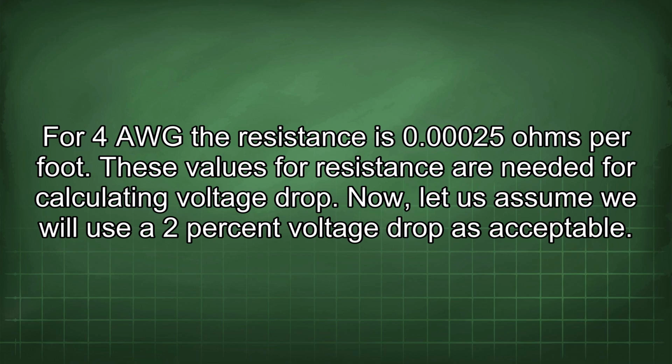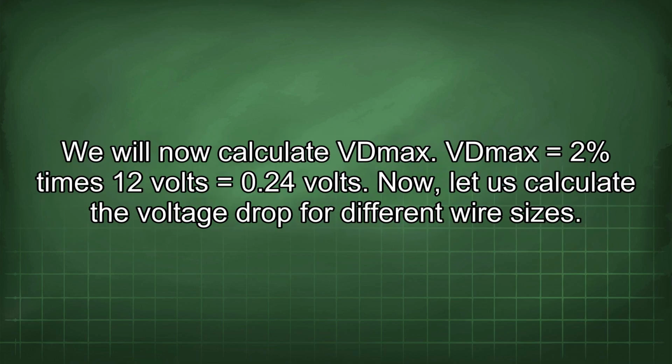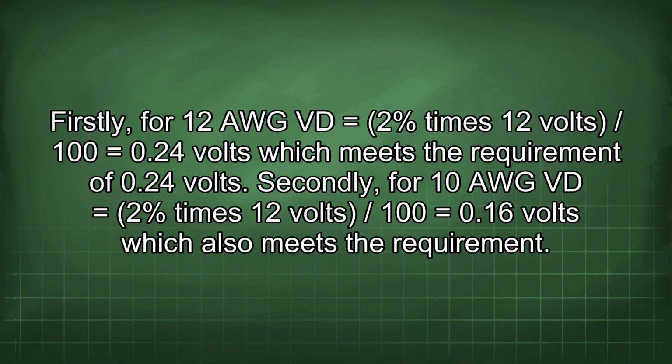Now, let us assume we will use a 2% voltage drop as acceptable. We will now calculate VD max. VD max equals 2% times 12 volts equals 0.24 volts. Now let us calculate the voltage drop for different wire sizes. Firstly, for 12 AWG VD equals 2% times 12 volts slash 100 equals 0.24 volts, which meets the requirement of 0.24 volts. Secondly, for 10 AWG VD equals 2% times 12 volts slash 100 equals 0.16 volts, which also meets the requirement.